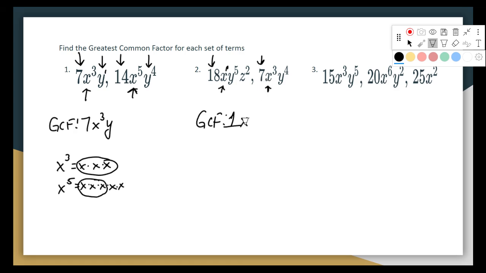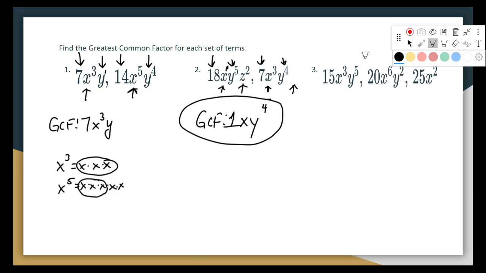So I can put 1 power of x out. It's the smaller of the two. I have 5 powers of y, 4 powers of y. So I can put out y to the 4th. And then there's 2 powers of z. This one doesn't have any powers of z. So I can't put any powers of z in my GCF.